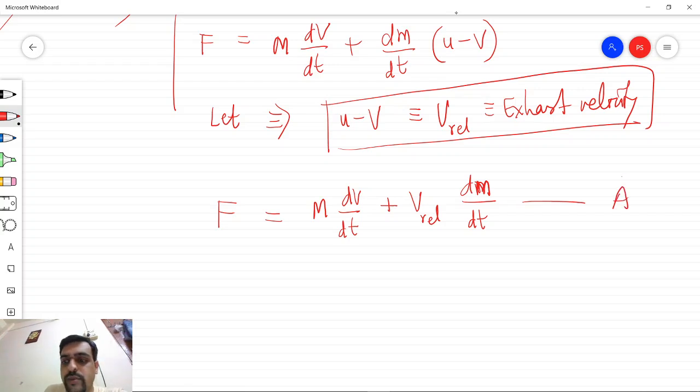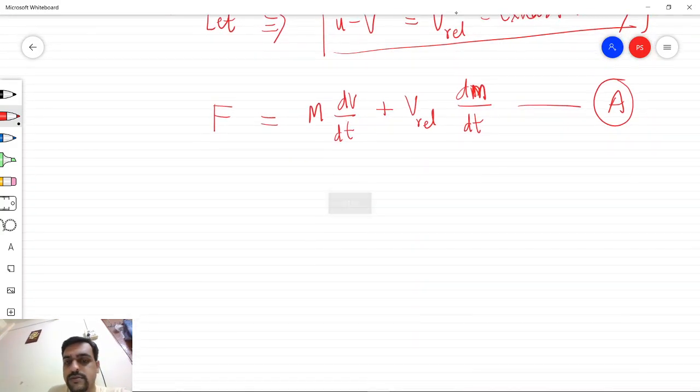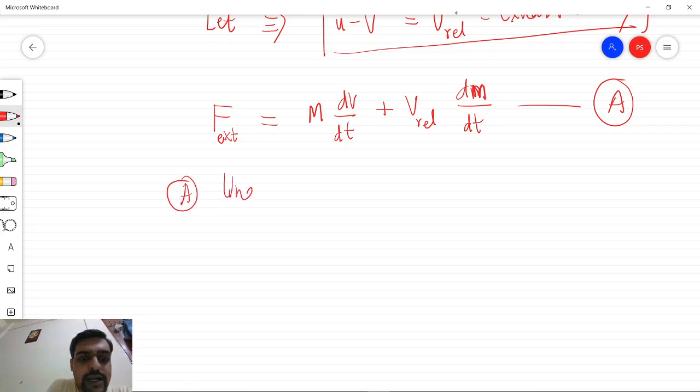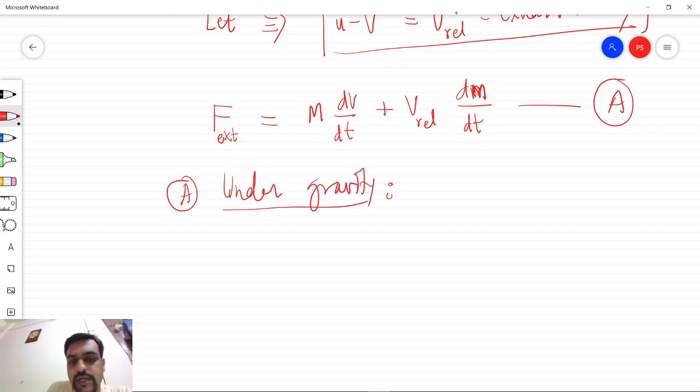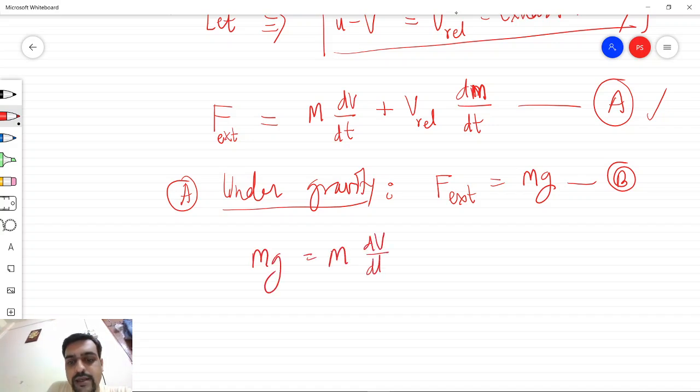Let us say this equation is equal to A. Now since this is the force, this ought to be the external force acting on the rocket. Now we will consider the case where the rocket is moving under the effect of gravity. In case of gravity, we know that F external is just m into g. So using this in the previous equation, we get mg equal to m dv by dt plus v relative dm by dt.